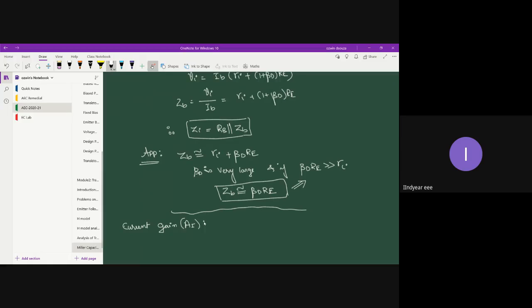Current gain, yeah. Just excuse me for a couple of minutes. Sharp 2 minutes.